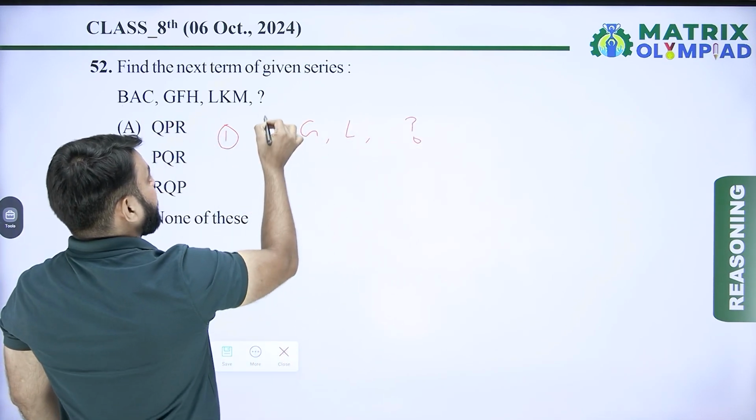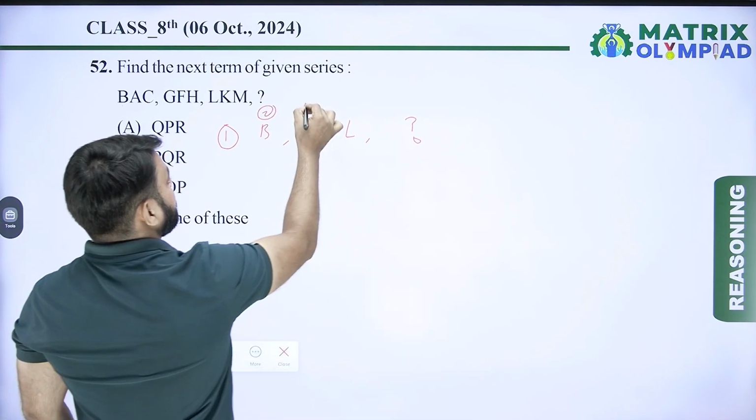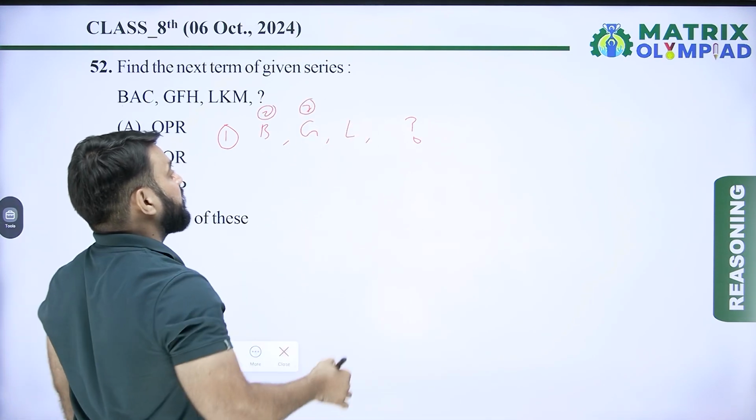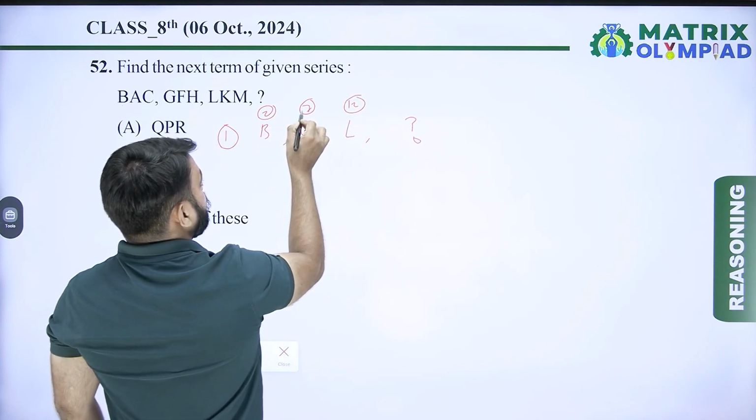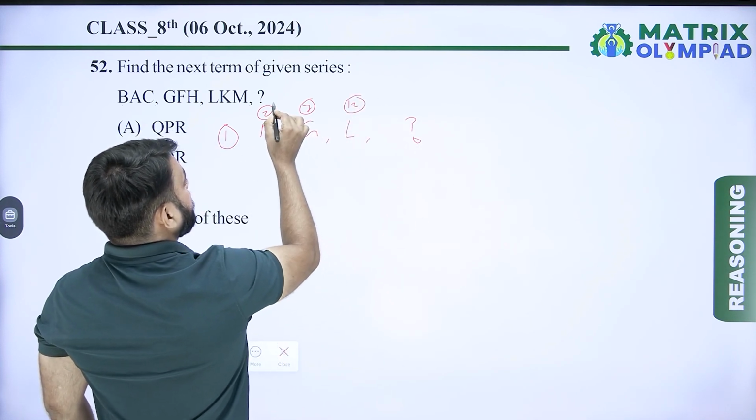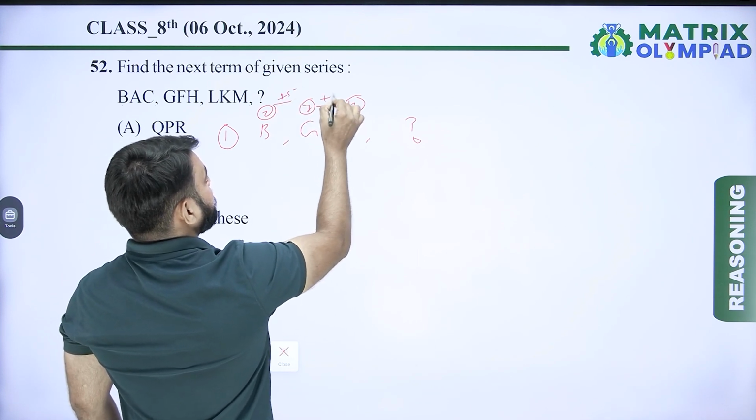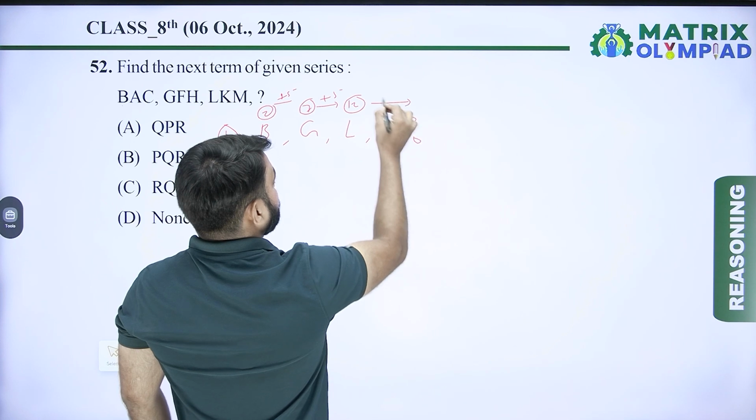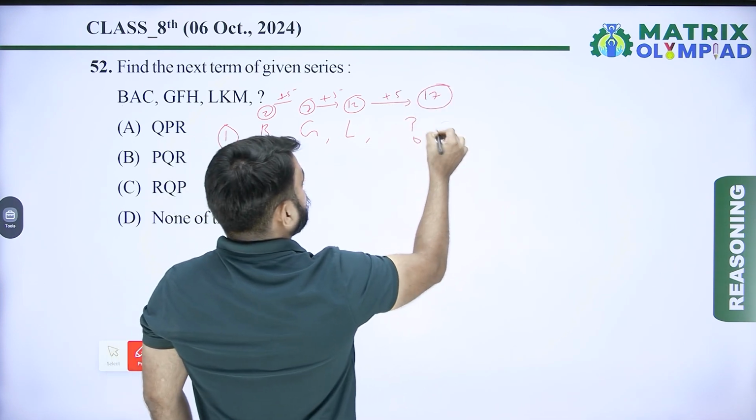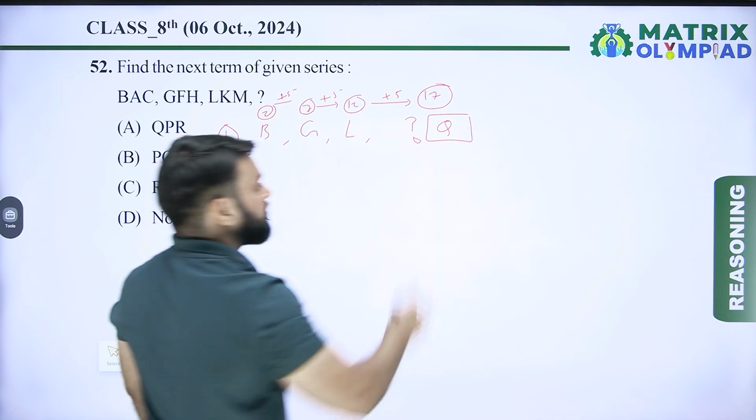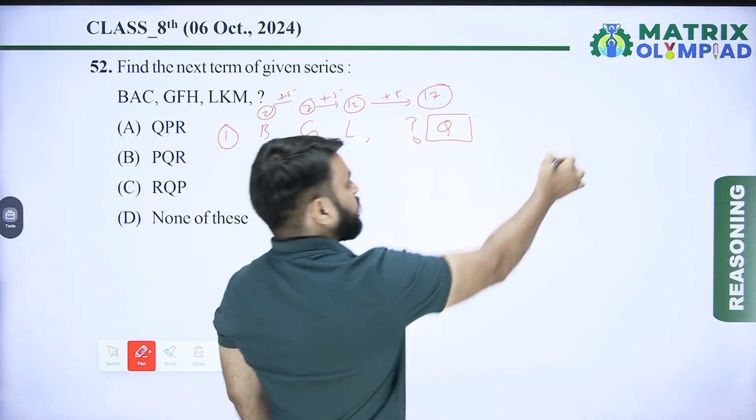So the place value of B in the English alphabet is 2. The place value of G is 7. The place value of L is 12. So the pattern is 2 to 7, it means plus 5. Now 7 plus 5, it means 12. Similarly 12 plus 5, it means 17. 17 means Q, because the place value of Q is 17. So the first alphabet of the missing term is Q.